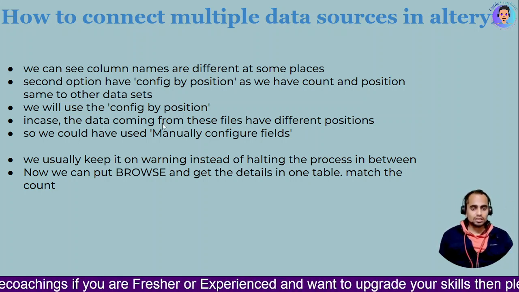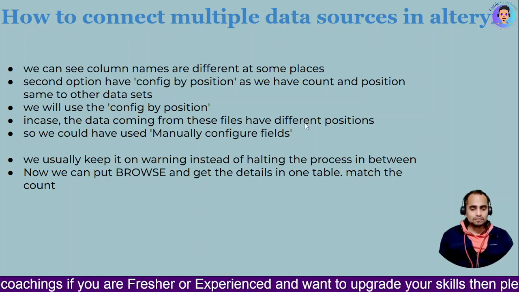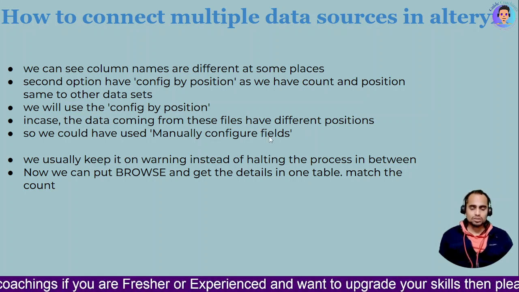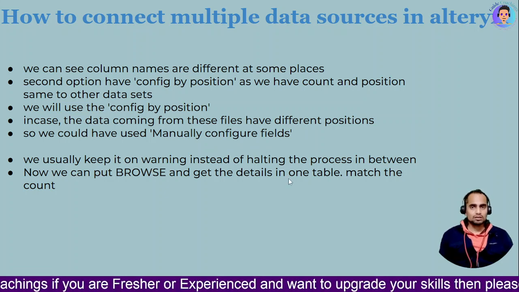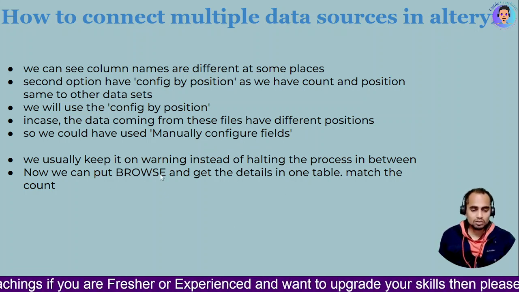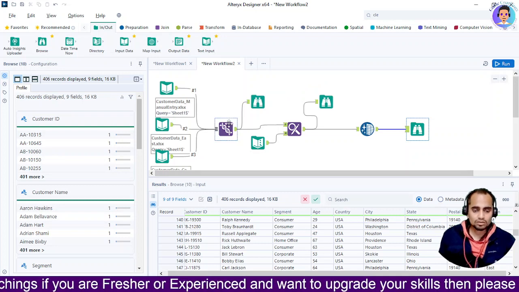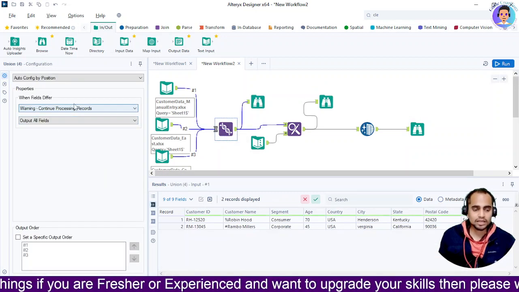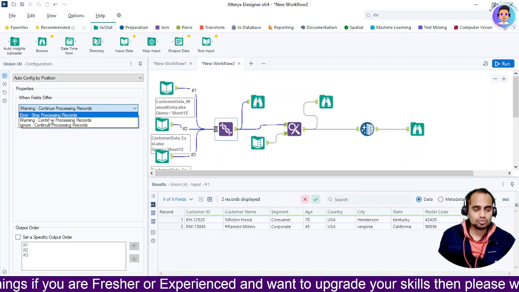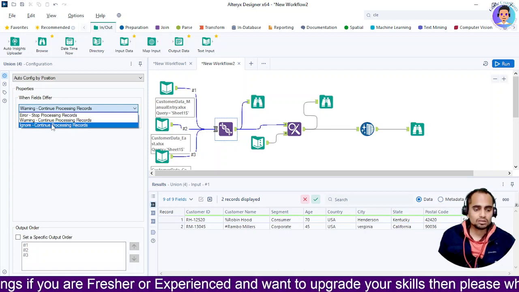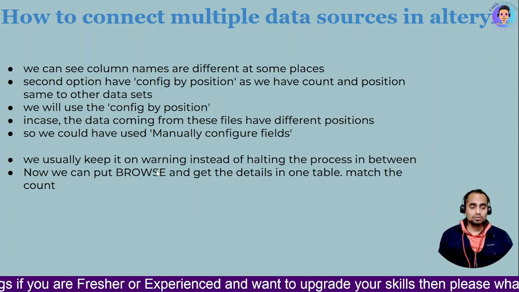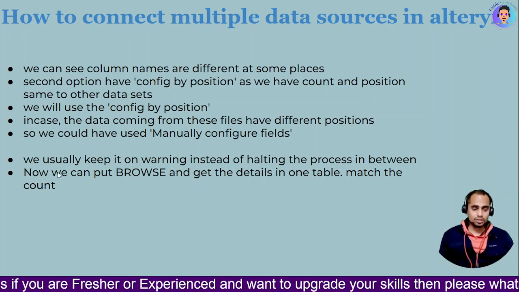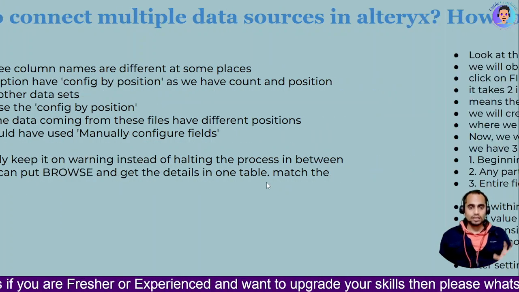Okay, in case the data coming from these files have different positions, we should have used manual configuration. We use keep in warning instead, and we will always keep it in the warning section. So when we are connecting this, we will by default keep it in warning. We don't want to stop processing, we don't want a hard stop or to continue processing. Okay, we will use that option. Now we can use browse to get the options.